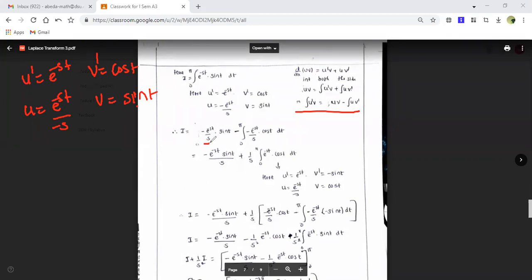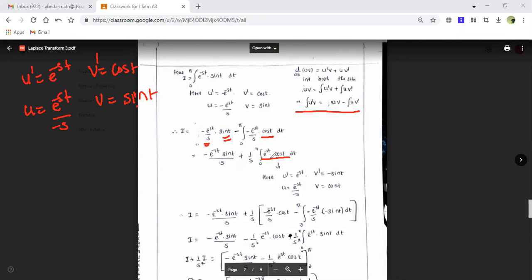This is my u, this is my v, minus integration from 0 to pi. This is our u and this is our v dash. So again, if you just simplify, you get minus e to the power minus st sin t divided by s. Minus into minus becomes plus. This s I have taken out. It is 0 to pi e to the power minus st into cos t dt. Again, this will be repeating.